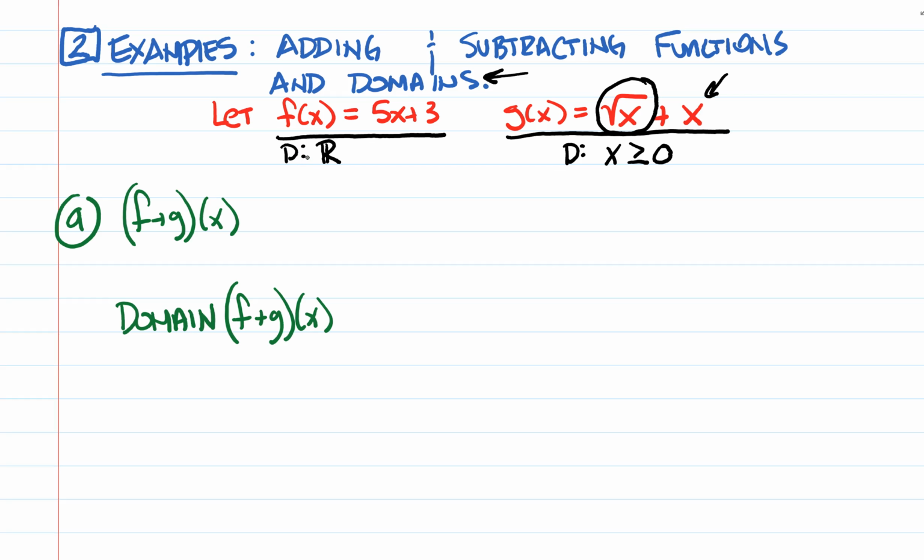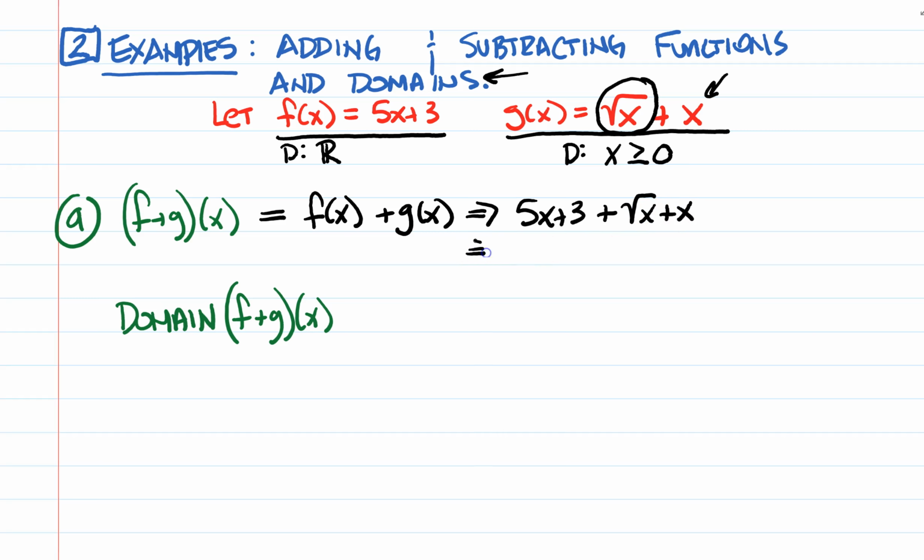Part A says, what is f plus g of x? And then, of course, find the domain. We learned in box 1 that f plus g of x literally just means f of x plus g of x. f of x is 5x plus 3, and g of x is the square root of x plus x. If I simplify this, I get 5x plus x, that's 6x, plus radical x plus the number 3.